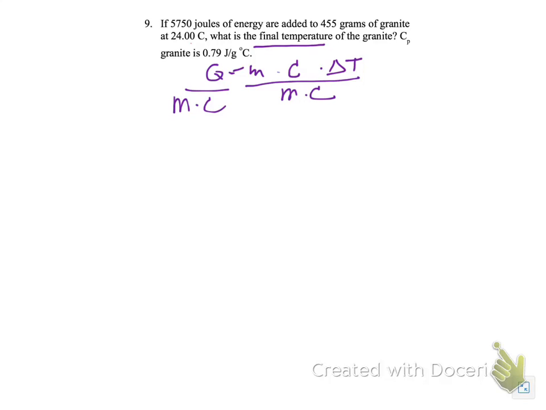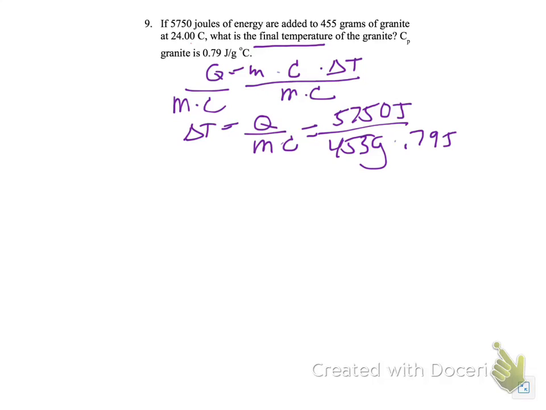We're going to divide both sides by M times C to do so. So we're going to get change in temperature is Q over mass times C. We fill in the numbers that we have in the problem, and when we multiply it all out, we get change in temperature is 16 degrees C. So that's the change in temperature. We started at 24, so we have to add that 16 to it, because if we're adding energy to the granite, we are going to raise its temperature, right?